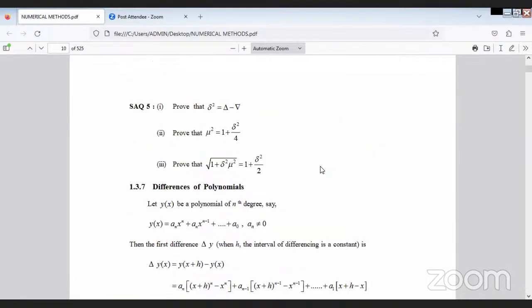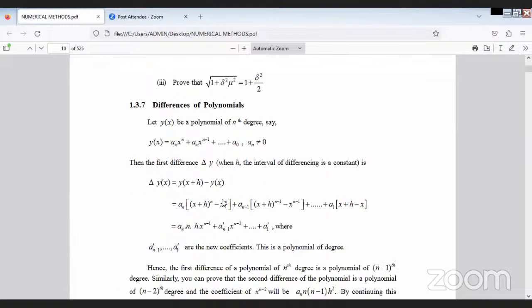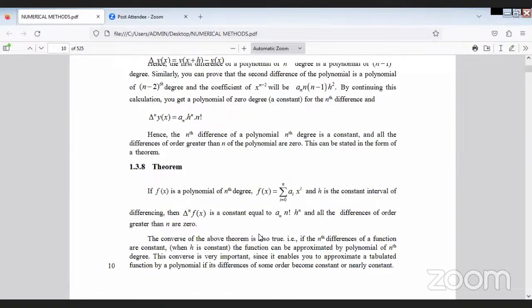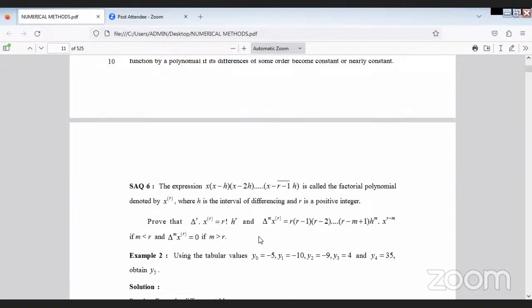Difference of polynomials. Let y is equal to y of x be a polynomial of nth degree. So y of x is equal to a n x to the n plus a n minus 1 x to the n minus 1 plus a naught, a n not equal to 0. Then the first difference is del y, where h, the interval of differencing, is a constant. Del y of x is equal to y of x plus h minus y of x. So a n (x plus h) to the n minus x to the n, plus a n minus 1 (x plus h) to the n minus 1 minus x to the n minus 1, plus a1 times (x plus h minus x). This is the simplification we are writing. This is a polynomial of degree n minus 1. This is a theorem.